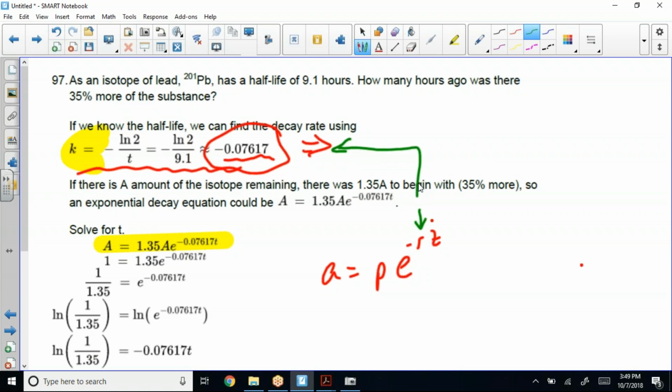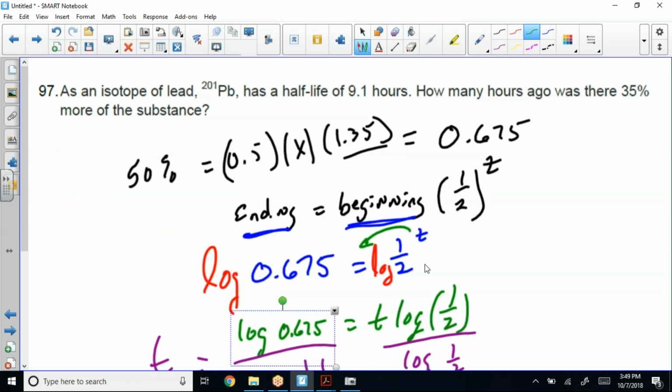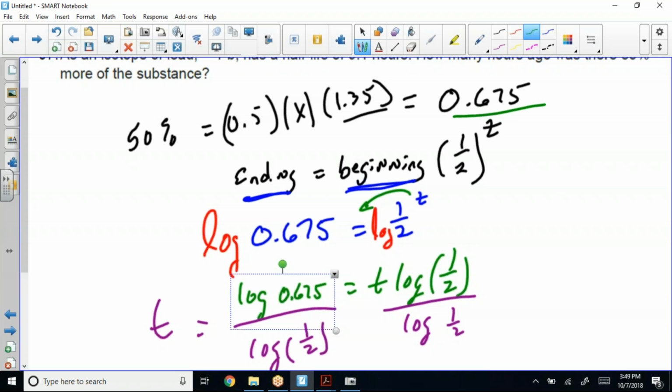They've done the same thing that we did before, that I did on the previous problem, finding the beginning. I took 50%, so I'm saying, okay, the ratio of that was 0.675. But you see how I took the log of both sides on the work that I did based off my interpretation of how much we really began with.